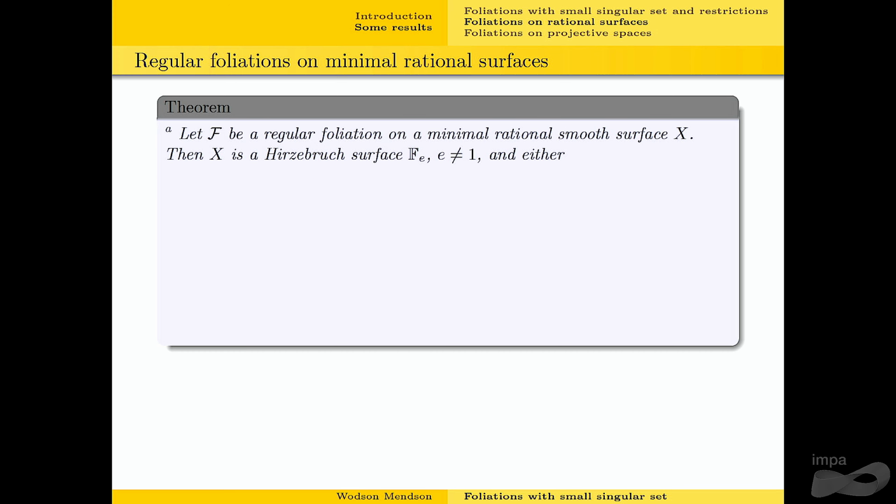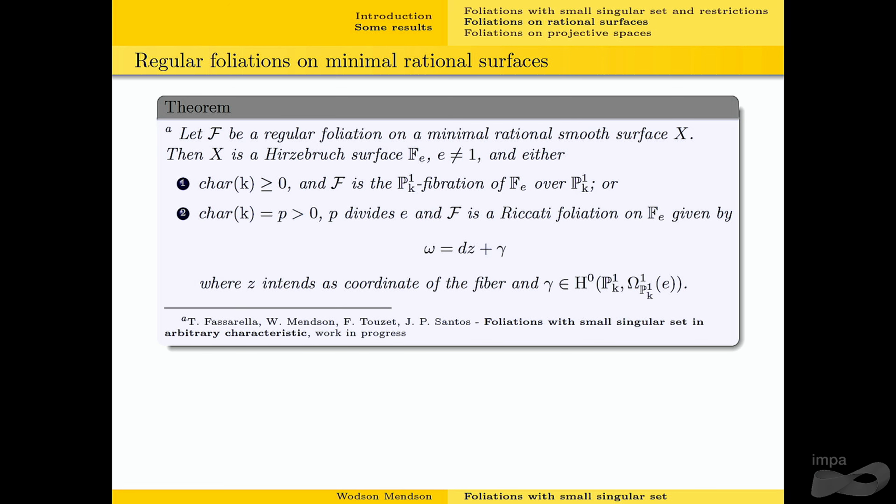Here's a theorem about regular foliations on minimal rational surfaces. You take a regular foliation on a minimal rational surface X. Then the surface is a Hirzebruch surface F_e, with e different from 1, and the characteristic is bigger than 0, and F is the fibration given by the map from the surface to P1. Or the characteristic is p, and p divides e, and F is a Cartesian foliation given locally by this form, where z is the coordinate of the fiber, and this lives here.